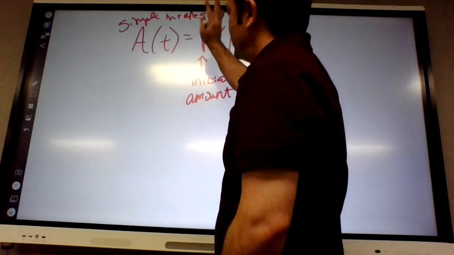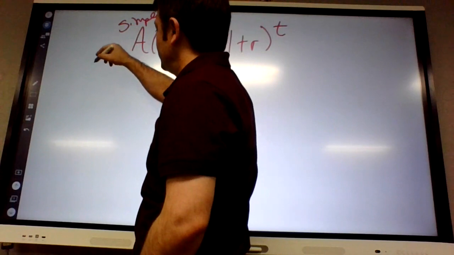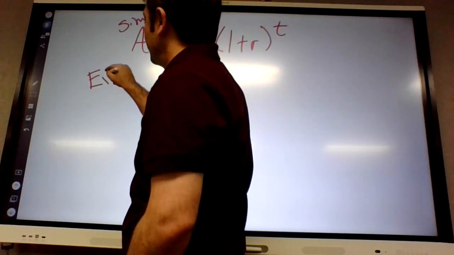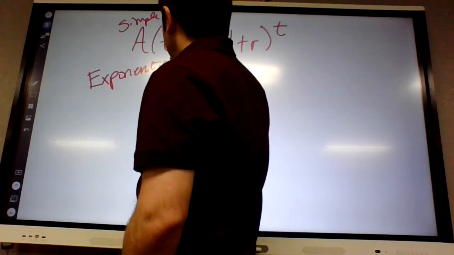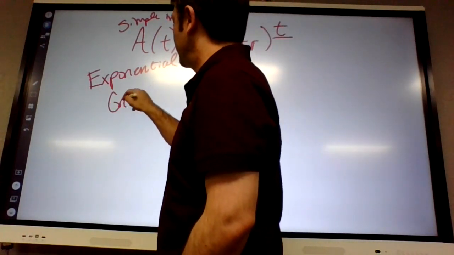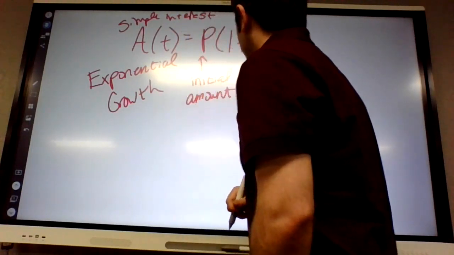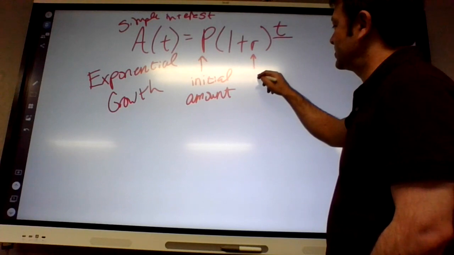So this formula, since we're not doing money today, is just called the exponential growth formula. Exponential because it has the exponent variable. Exponential growth formula. Okay, yesterday it was interest rate. Today it's just like growth rate.